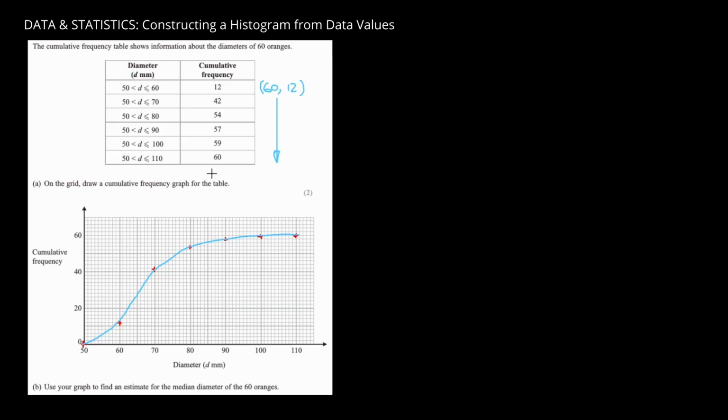And it's exactly the same as we progress down the table. So these cumulative frequency points must always be placed on the higher values of your group boundaries. Okay, now we can go on to have a look at part B.